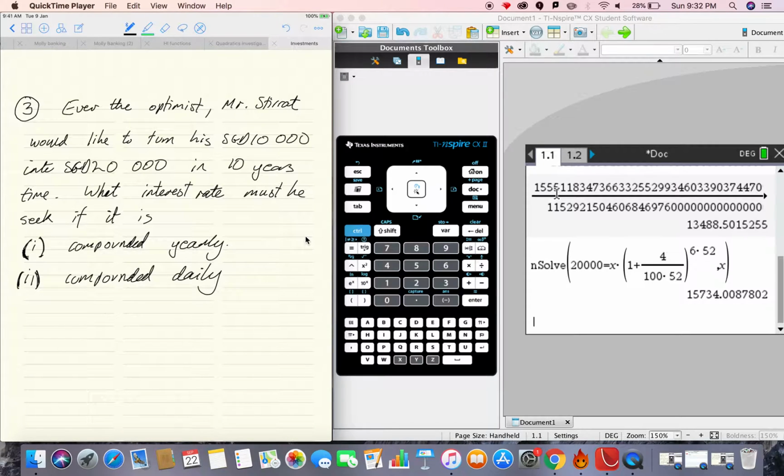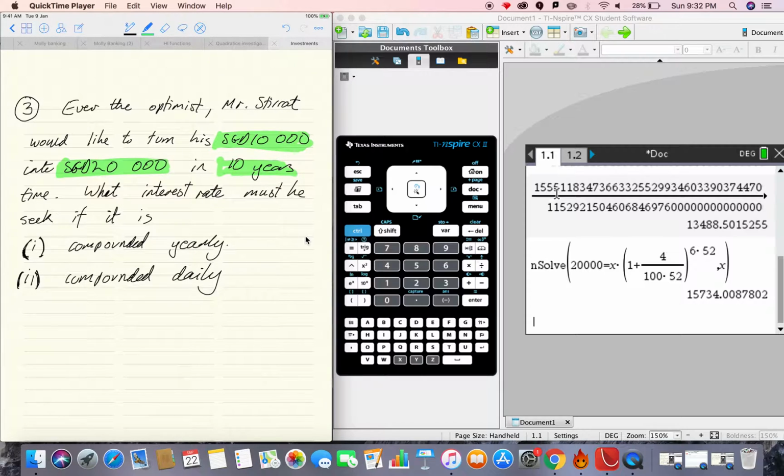Okay, so here's another lovely financial maths question by the looks of it. Mr. Would like to turn his SGD 10,000, so that looks like a present value. That's how much I'm going to invest into SGD 20,000. That's the final value. So present value and final value, we have 10 years. That's n, the number of years. Okay, and what interest rate?